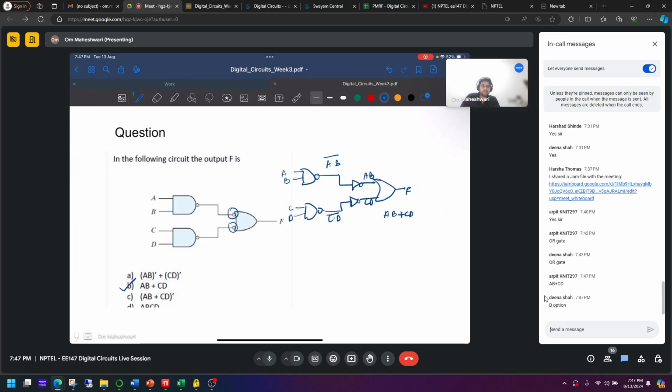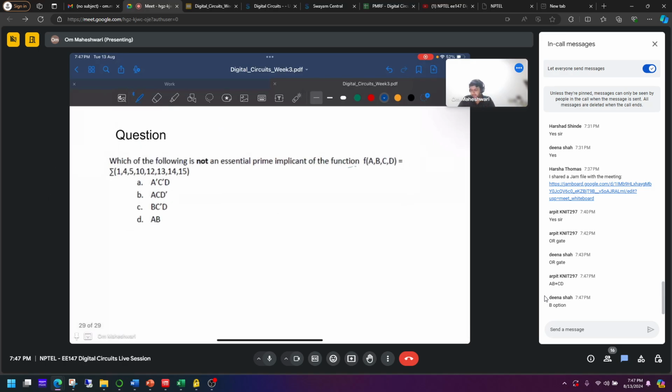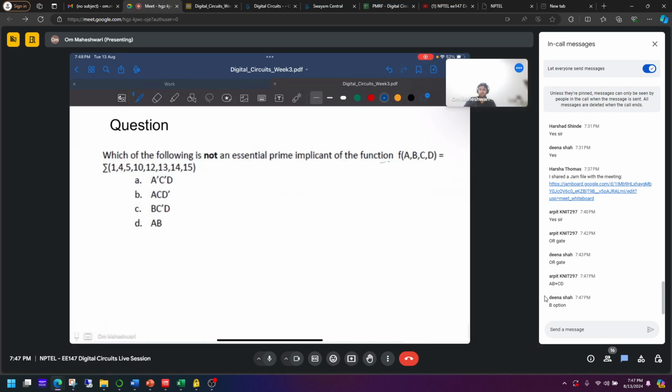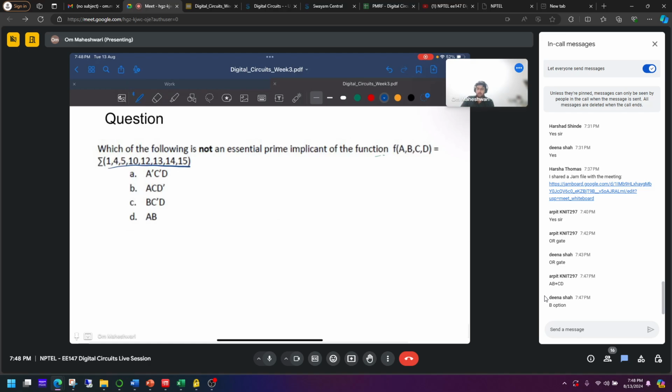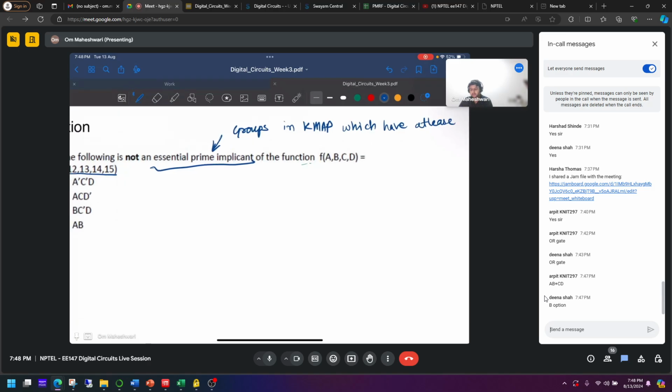Is this one clear? Okay, so I think this is the last question that I have for today. Which of the following is not an essential prime implicant of the function a, b, c plus d? A, B, C, D is this. So what is prime implicant and essential prime implicant? Essential prime implicant is basically groups in K-map which have at least one unique one.